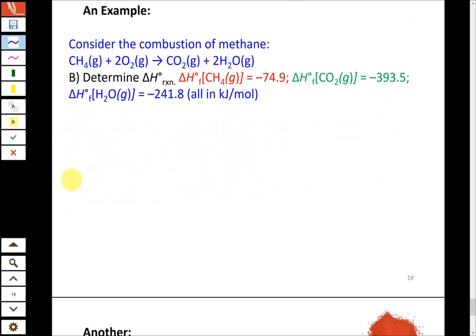So here's an example here. We're going to do the combustion of methane, CH4, natural gas. If we have CH4 and we burn it in O2, we make CO2 and water. We want to know the delta H for this reaction. And we're giving you the delta H of formation of CH4, which is minus 74.9, CO2, which is minus 393.5, and water gas, which is minus 241.8. So the delta H of this reaction in terms of the delta H of formation is going to be the sum of the product side minus the sum on the reactant side.